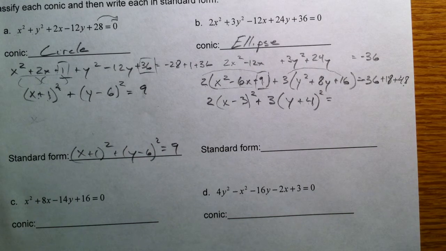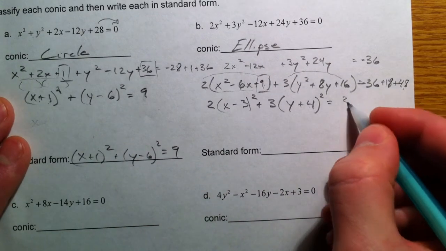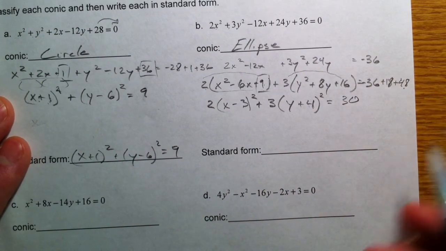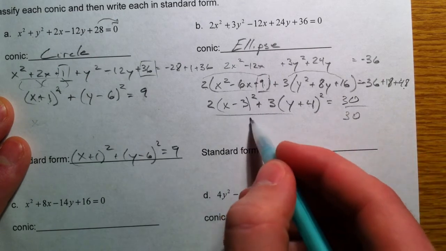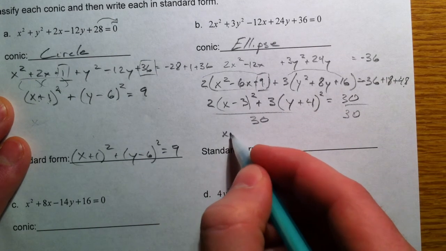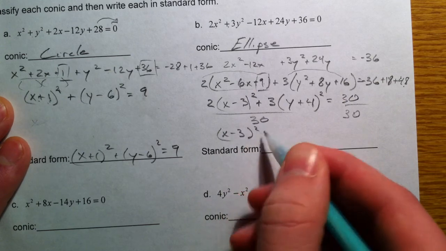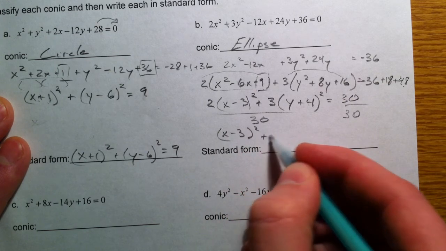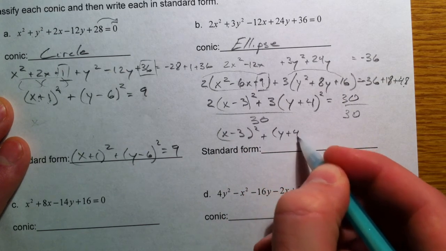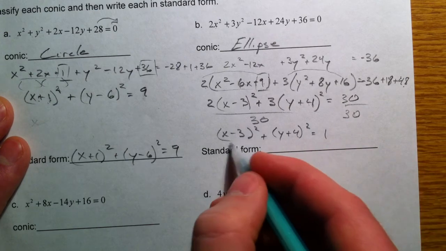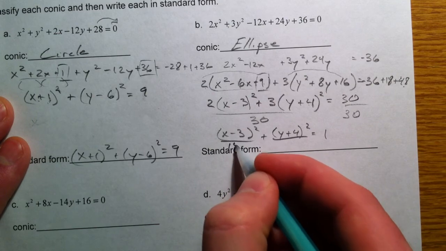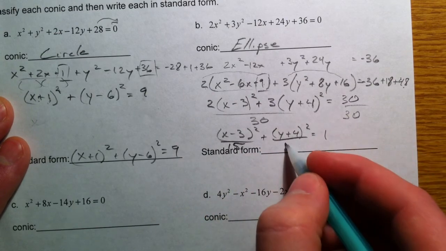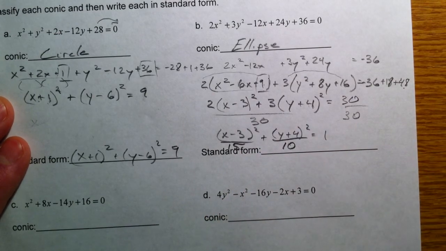So 36, 18, 48, 30. And so we're going to divide by 30. X minus 3 squared plus y plus 4 squared equals 1. 2 over 30 reduces to over 15, and 3 over 30 reduces to over 10. And there you have it.